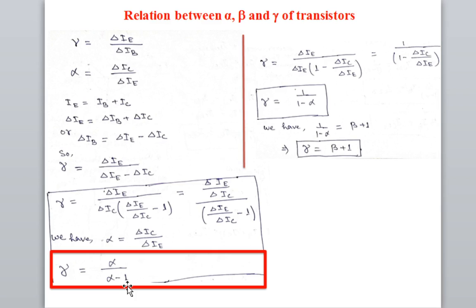It means if you know the value of alpha, beta or gamma in any configuration, then you can determine the currents in the other configurations. That is the advantage of developing the relation between alpha, beta and gamma.